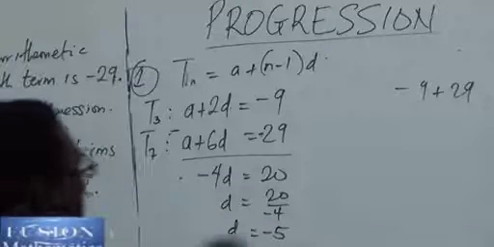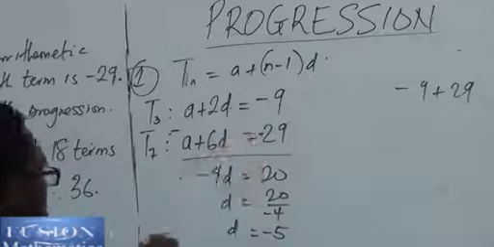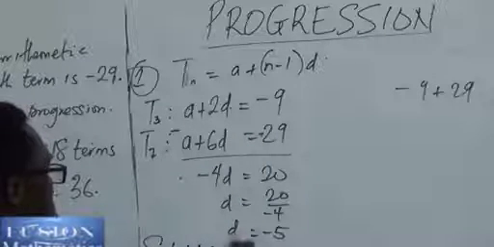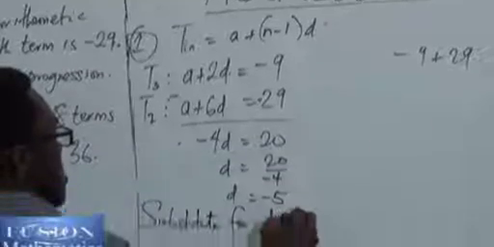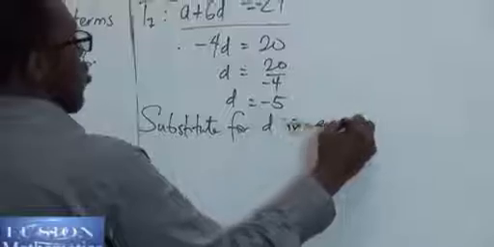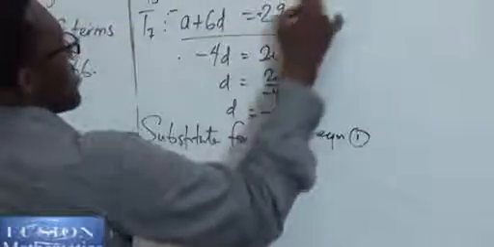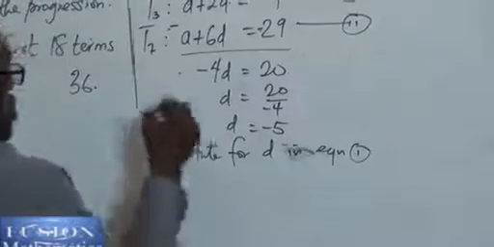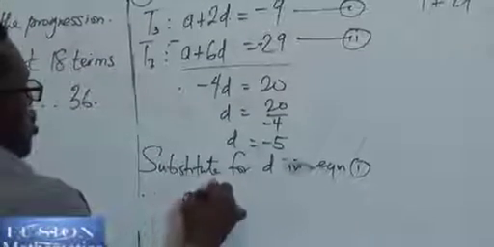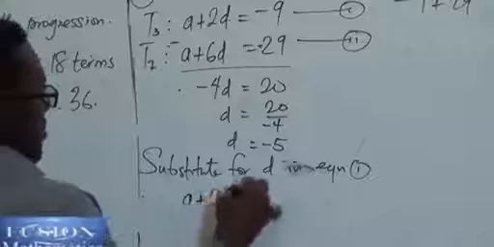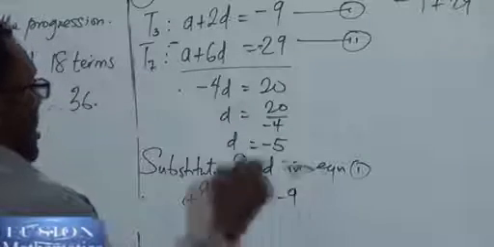Now, we substitute d in one of the equations. Let's take it as equation 1, and this is equation 2. So we substitute in equation 1. This will give us a plus 2, where we see d, we put in minus 5. So that is a plus 2 bracket minus 5 equals minus 9.